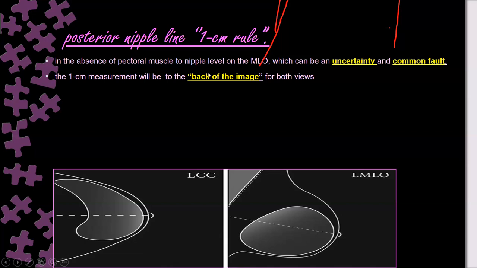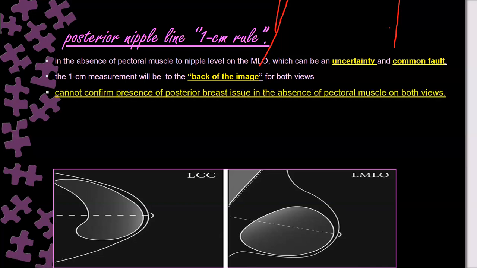And here, the 1 centimeter measurement will go to the back of the image. Here, it doesn't meet the pectoralis, it just goes to the back of the image. You will not measure it like that, you will not draw it that way, because it will not be the axis of the nipple. You will not just go to meet the pectoralis, you'll go along the axis of the nipple. If it meets the pectoralis, it's good. If it doesn't meet the pectoralis, as we described earlier, it's supposed to transect the pectoralis in a perpendicular line. This is the optimum one.